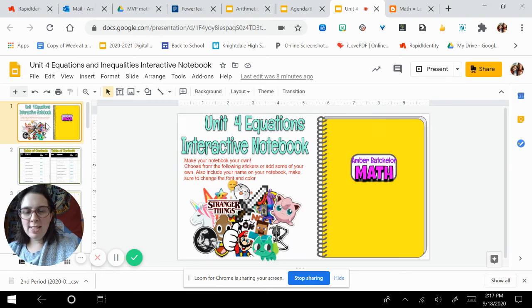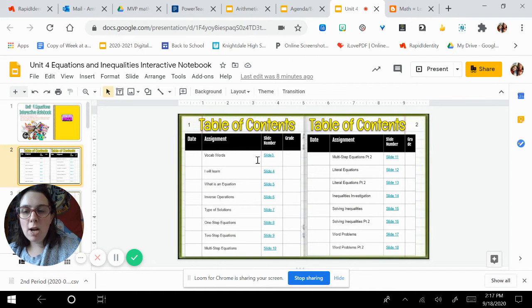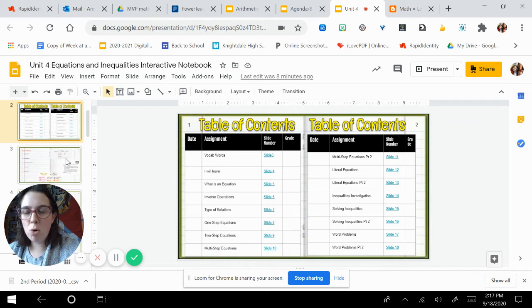Hey everyone, so this is our first video lesson for Unit 4 Equations and Inequalities. This is the table of contents. This is going to show you exactly what you're going to be learning about, and it's in the same order as we're going to do the lessons from MVP on the Desmos, so it's in the same order.